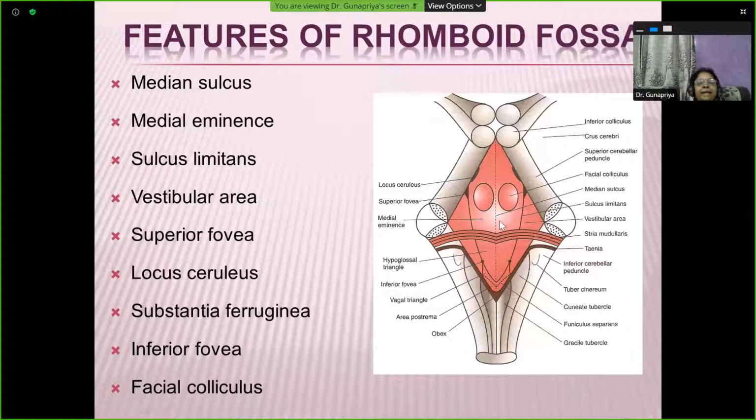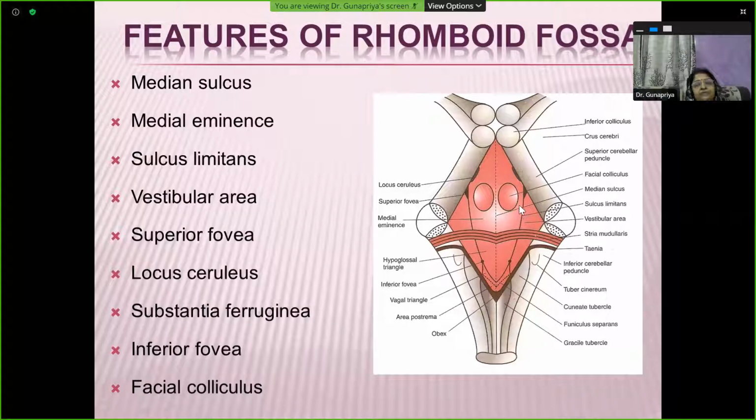So this is the medial eminence. Within the medial eminence, you find an oval-shaped prominent area known as the facial colliculus. Now, this medial eminence is limited by another shallow groove known as the sulcus limitans, a limiting groove. That's why it is known as sulcus limitans, obviously.